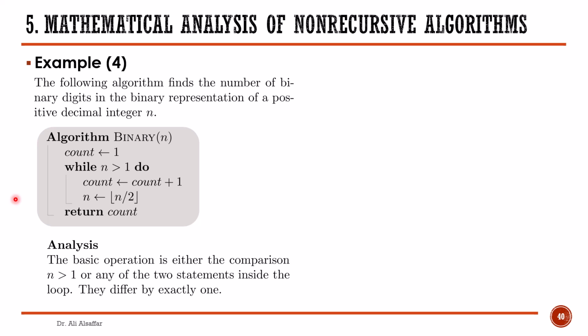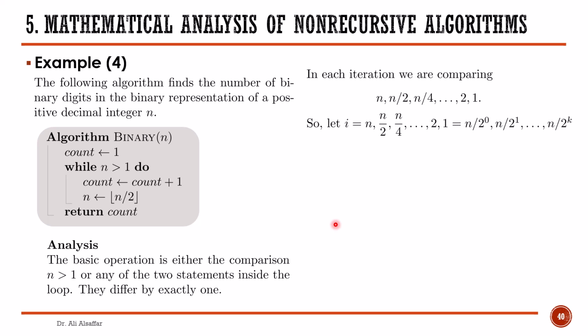But when tracing the algorithm for some samples of n, it is observed that the number of comparisons of the condition n greater than 1 is in fact equal to the value of count that is returned by the algorithm. In other words, finding the number of comparisons is the same as finding the number of binary digits of n. That's why it is better to consider the comparison n greater than 1 as the basic operation for the algorithm. Since the number of comparisons depends only on n and does not depend on specific values of n, we have an every case analysis.